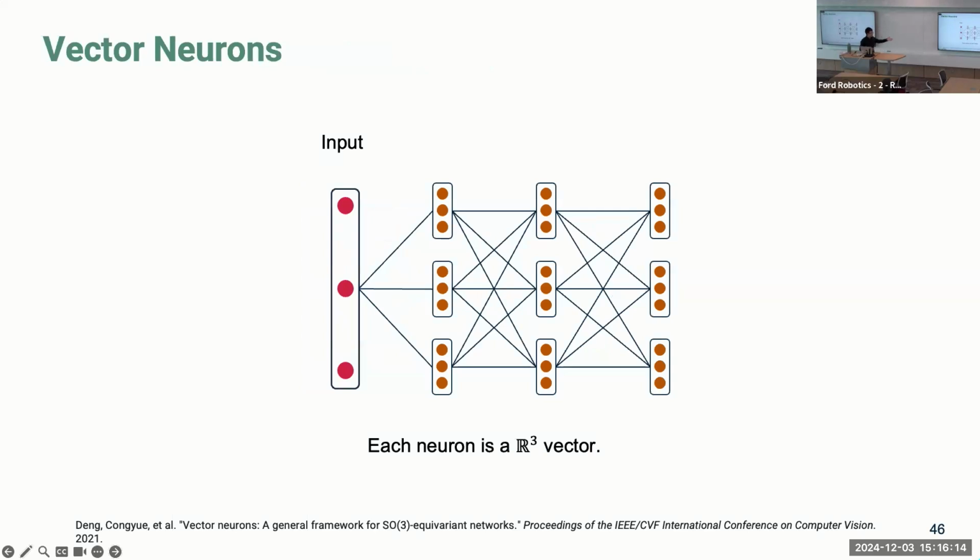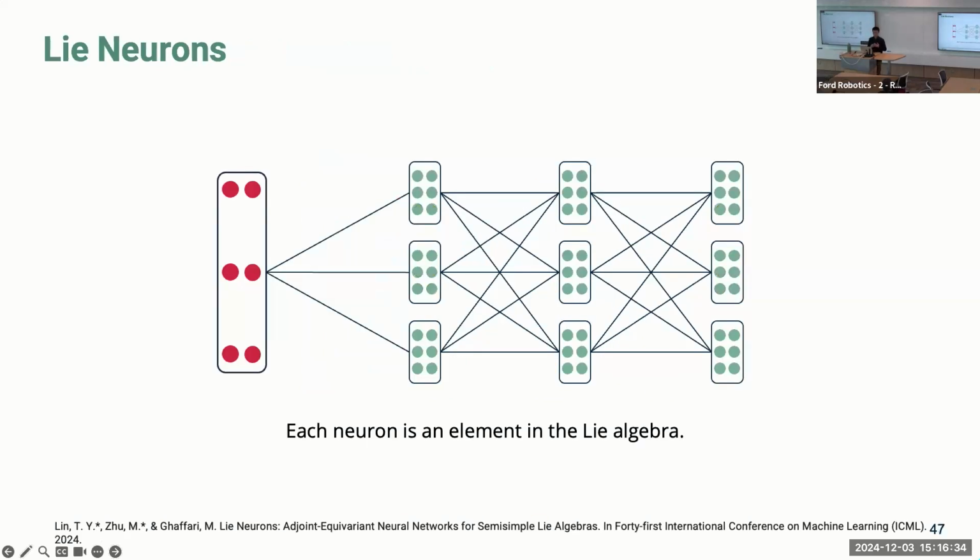Vector neurons, developed by Chongyue et al. from Stanford, treat each neuron as a vector. By preserving this XYZ geometric dimension, when the input is rotated, this rotation gets automatically propagated through the whole network, and the learned feature is also rotated. In Lie neurons, we want to do more than rotation, and we treat each neuron as an element in the Lie algebra, so it's not just an R3 vector. We want it to be equivariant to this adjoint action, like the conjugation action you see here.